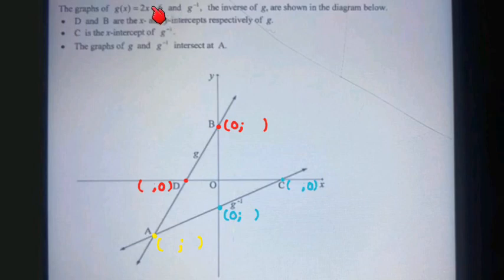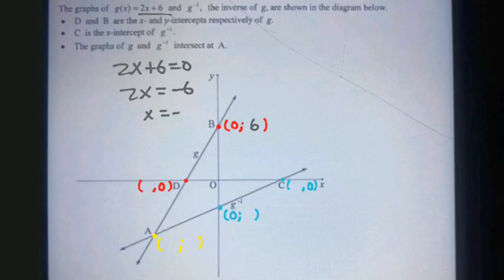Here's the graph of g. If I want the y-intercept, I put 0 for the x, and then y is 6, correct? Then we have 6 there. I think we're happy. All right. If I take the same equation, 2x plus 6, make it equal to 0. 2x is minus 6. x equals minus 3. That will be the x-intercept here, minus 3. We good?